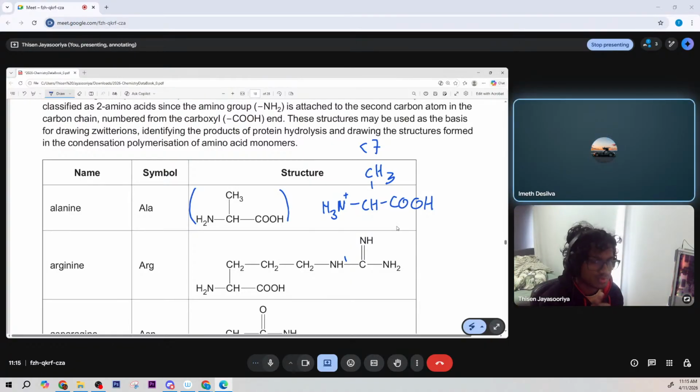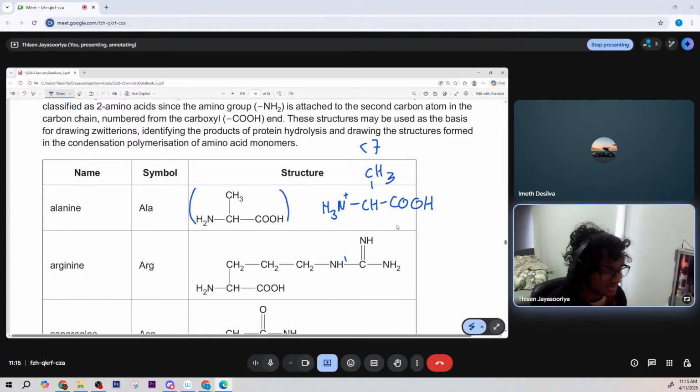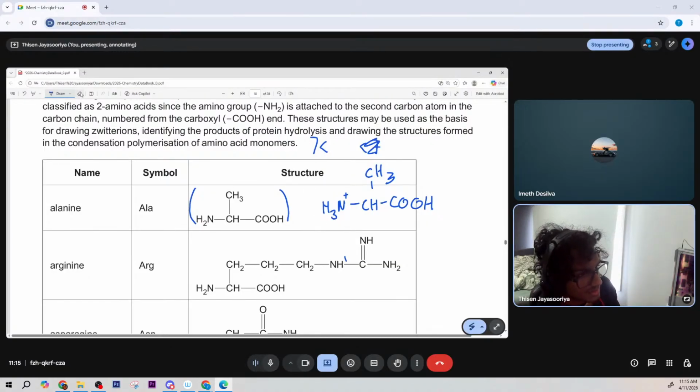Okay. So it's acting as a base. That's what you want to think about. It's acting as a base, right? So here it's only accepting. And then when it's above 7, so it's greater than 7, it's doing the opposite. It's acting as an acid.